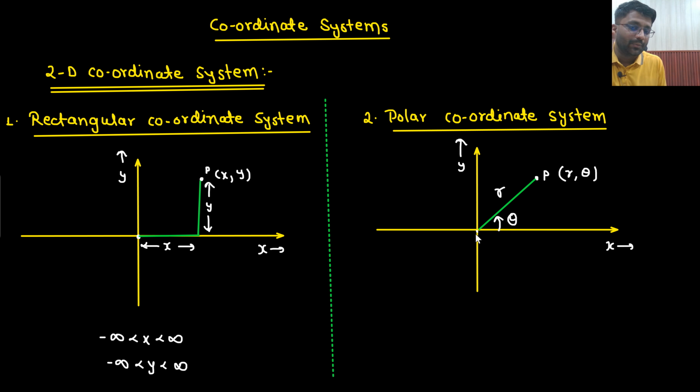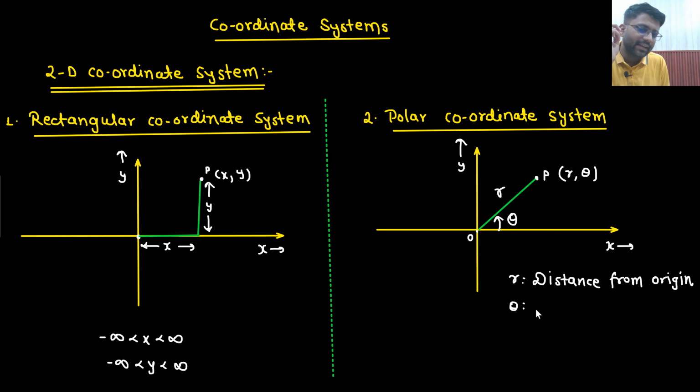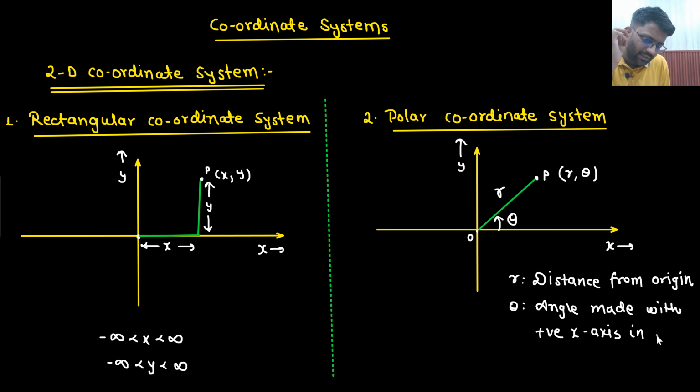So what is r? R is the distance from the origin. And what is theta? Theta is the angle made with the positive x axis in the anti-clockwise direction.